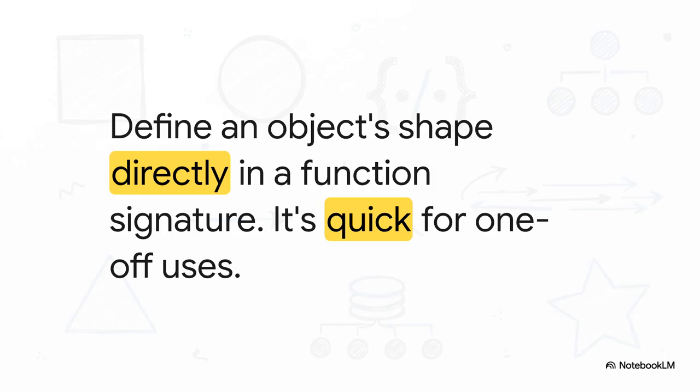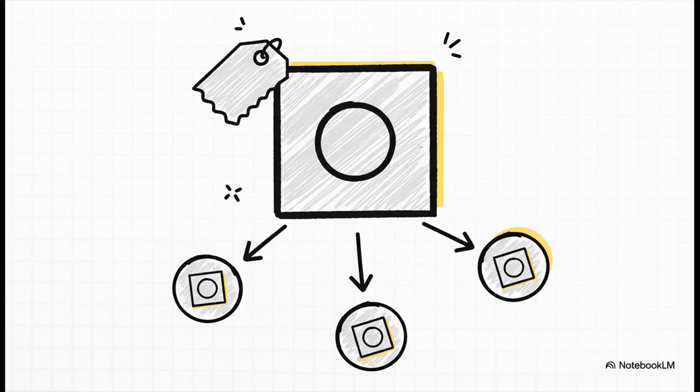We're saying, hey, whatever you pass to this function, it has to have a name that's a string and an age that's a number. This is super handy for quick, simple one-off situations where you're not planning on reusing that exact object shape anywhere else. But, okay, what happens when you do want to reuse that shape? You don't want to type it out over and over again, right? Well, that's where an interface comes into play.